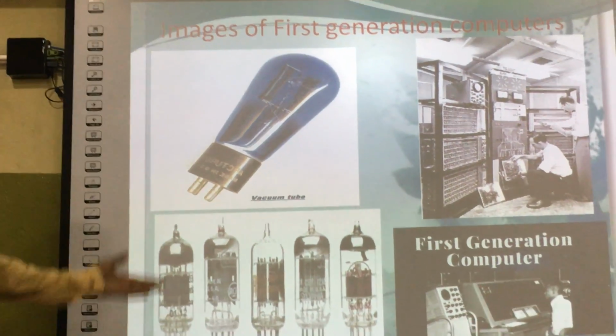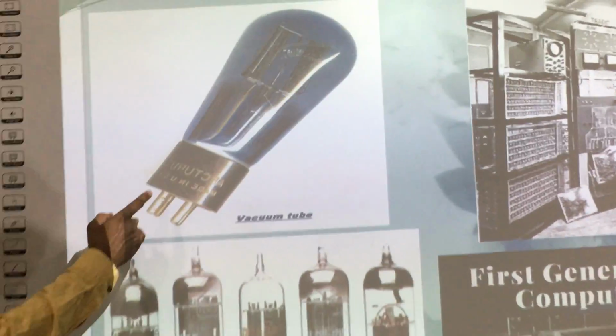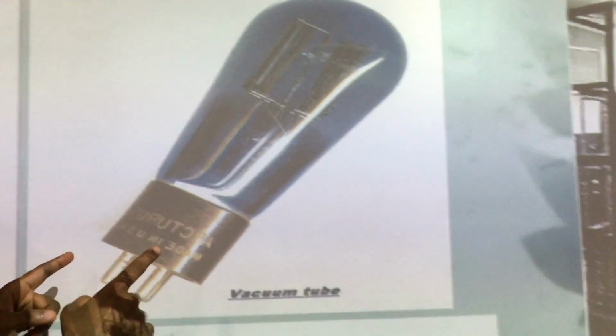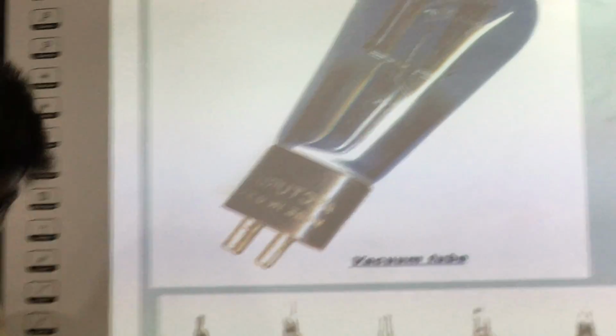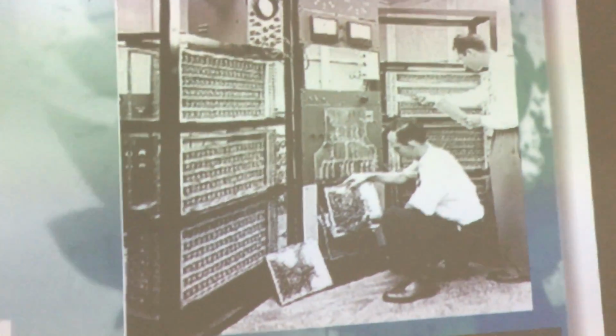Next slide. Now, images of first generation computer. This is a vacuum tube. See the picture. So clearly try to understand it. This is the image of vacuum tubes, which consume more electricity when the computer is switched on in first generation computers. These are the images of first generation computers.